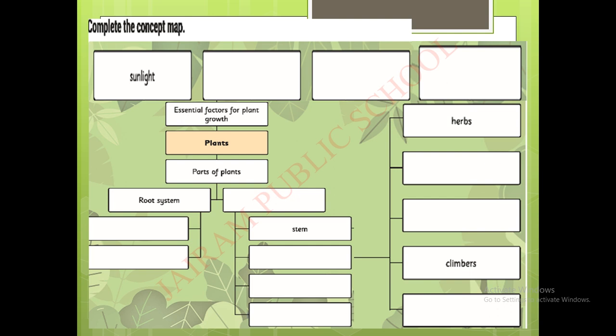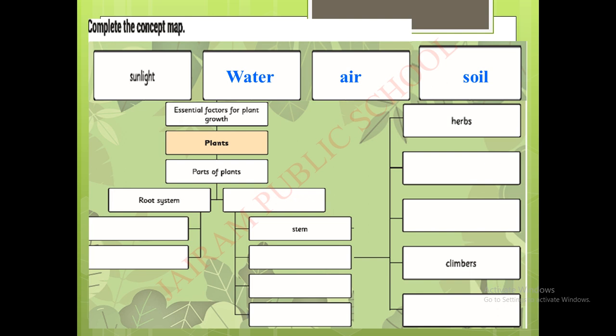Yes, right. Now we can go for the concept map. We are going to recollect the whole lesson through the concept map. So what are the essential factors for a plant to grow? It needs sunlight, water, air and soil. Yes, so these are the essential factors for a plant to grow because the plant prepares its food with the help of sunlight, water, air and soil.